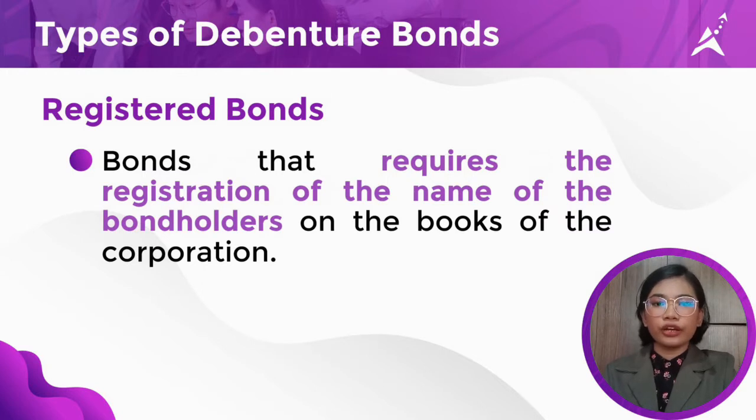So for example, Nami is the one registered in the books of Straw Hat Company to bear the interest. Then the next day, she sold the bonds to Usop. Since Nami is the one registered in the books, she would be the one receiving the interest even though she already sold her bonds to Usop.